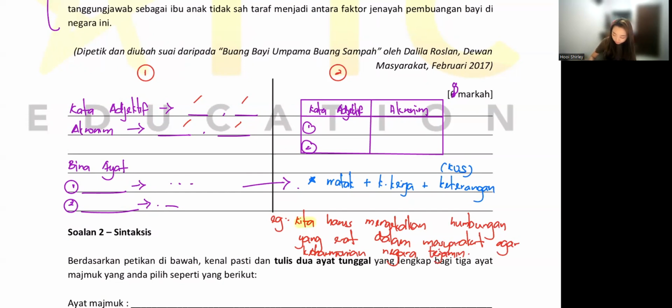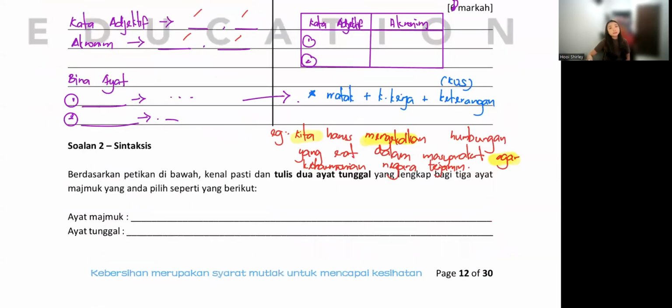So this is how we do it. Watak, kata kerja, and also the keterangan. Kita harus mengekalkan hubungan yang erat dalam masyarakat. Keterangan: agar keharmonian negara terjamin. Clear? So this is how we do the morphology part. If you have no idea how to bina ayat, then you may use this way. Okay. Then the next one, the syntaxis.